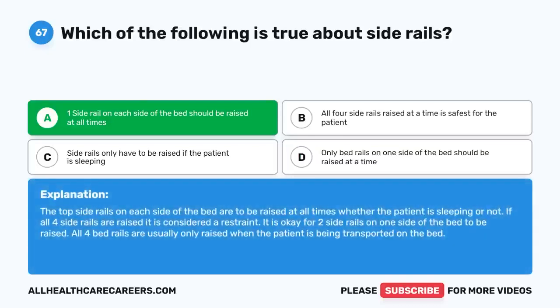The top side rails on each side of the bed are to be raised at all times, whether the patient is sleeping or not. If all 4 side rails are raised, it is considered a restraint. It is okay for 2 side rails on one side of the bed to be raised. All 4 bed rails are usually only raised when the patient is being transported on the bed.